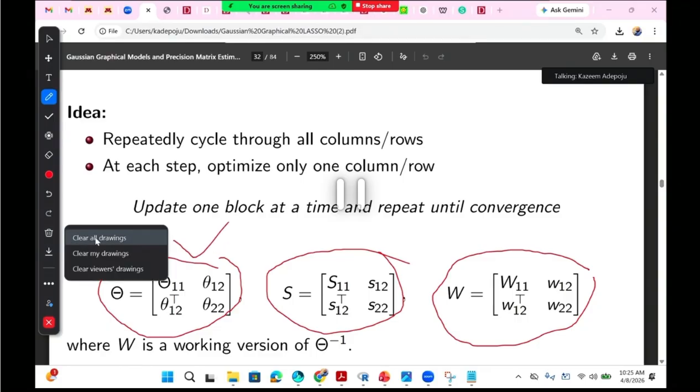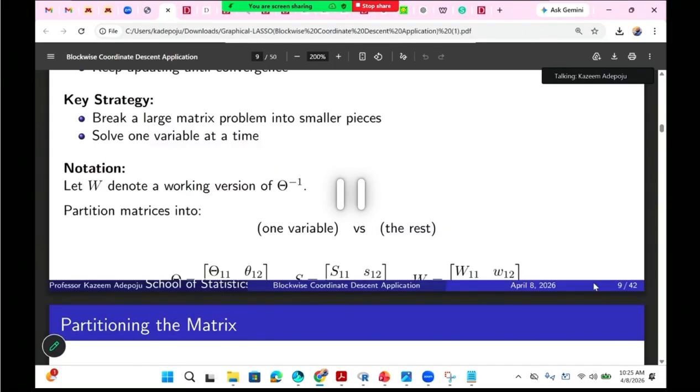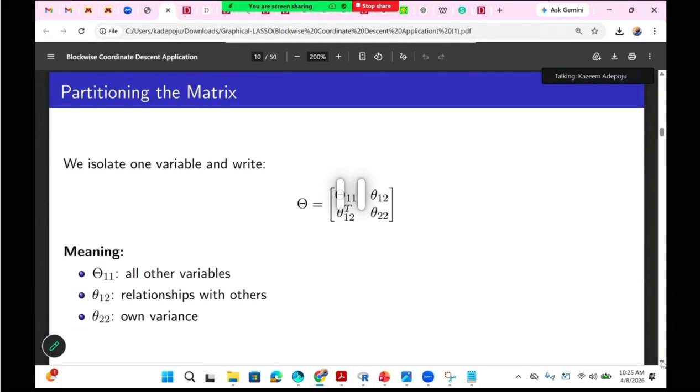But you know what I want us to do? I think I'm going to walk us through an example. Okay, so let's keep moving. Now, I want to walk us through an example. Please pay attention. Are you ready? Okay, let me show you how we partition the matrix. I want to show you how we partition the precision matrix.